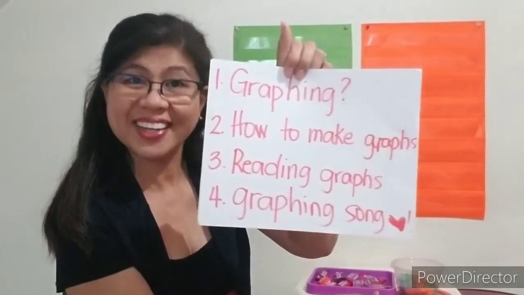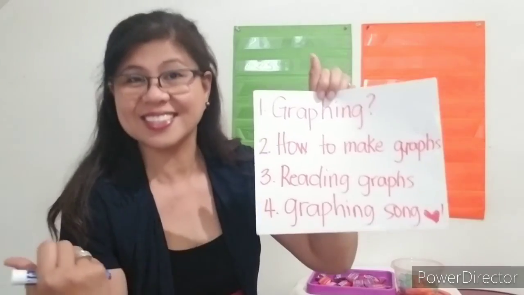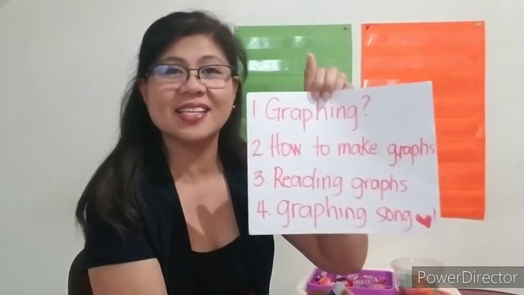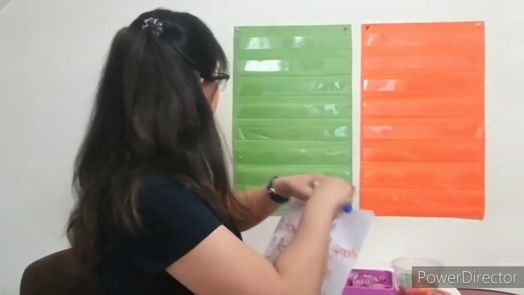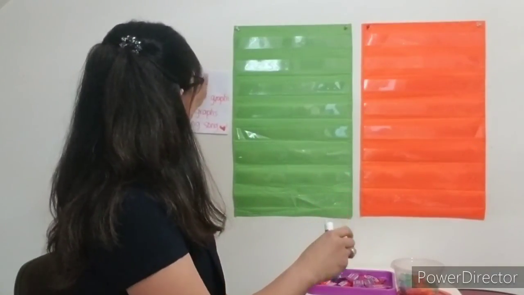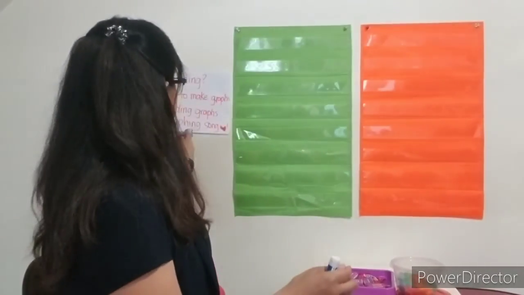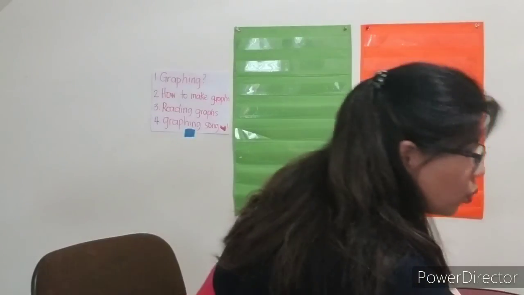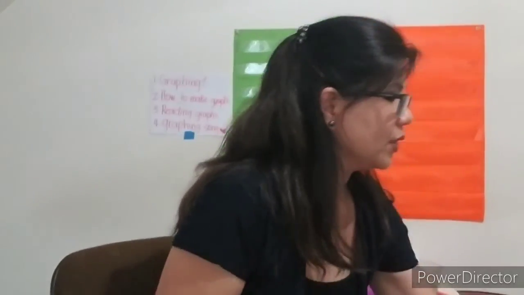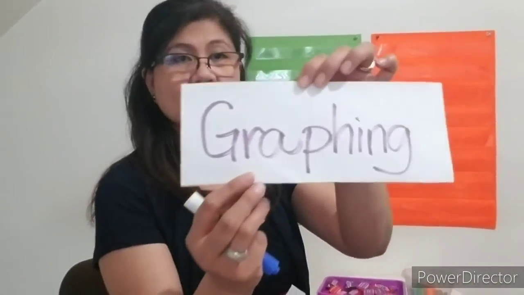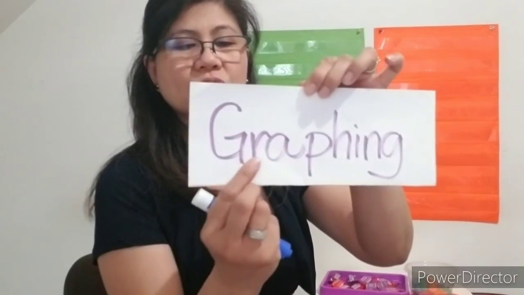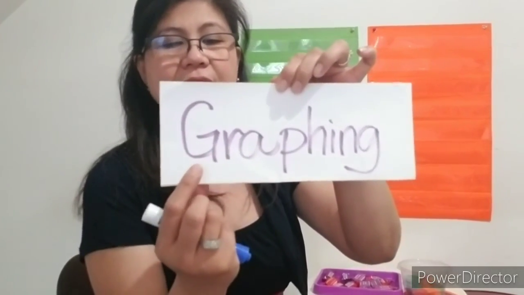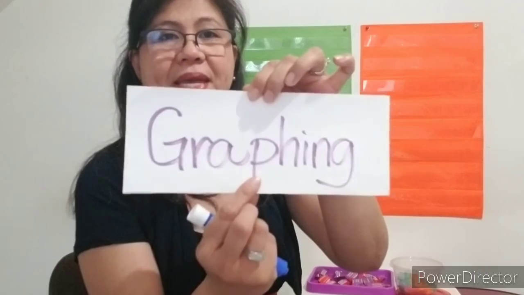And we will learn another graphing song. We just did the tally mark song. Today is another song, the graphing song. Okay, so how about if I put this one here to keep us reminded about what we are going to accomplish for today's lesson. All right. So the big word that we are going to learn today is graphing. Spell it for me. G-R-A-P-H-I-N-G.